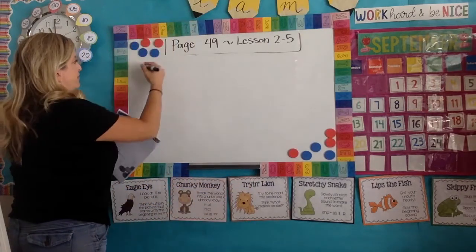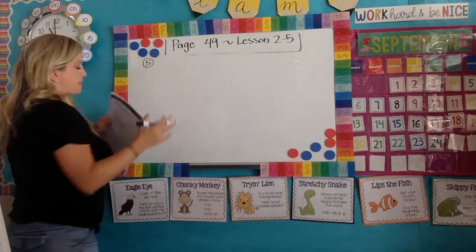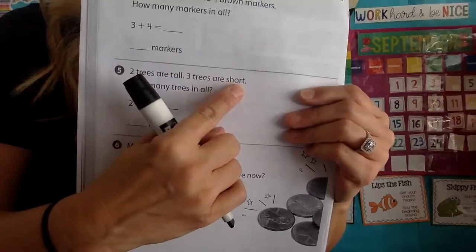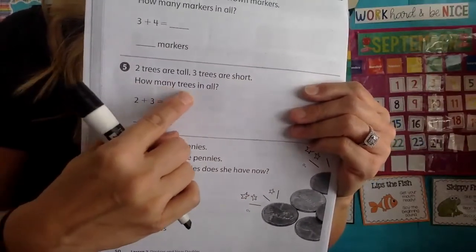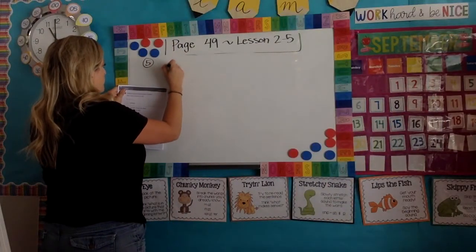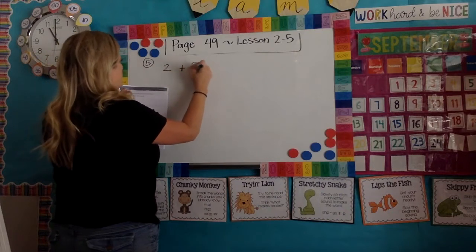All right, number 5 says, 2 trees are tall. 3 trees are short. How many trees in all? Okay, you're going to circle the numbers 2 and 3.